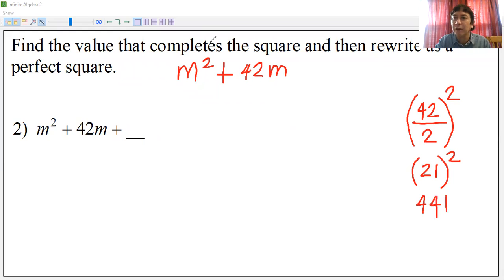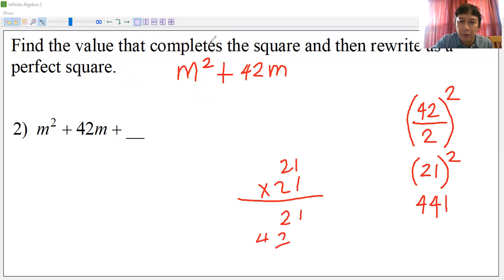How did I get 441 again? That's 21 times 21. So we have 1, 2, 2, 4. And then we proceed by addition. That's 441. And that's the required amount to be added here.